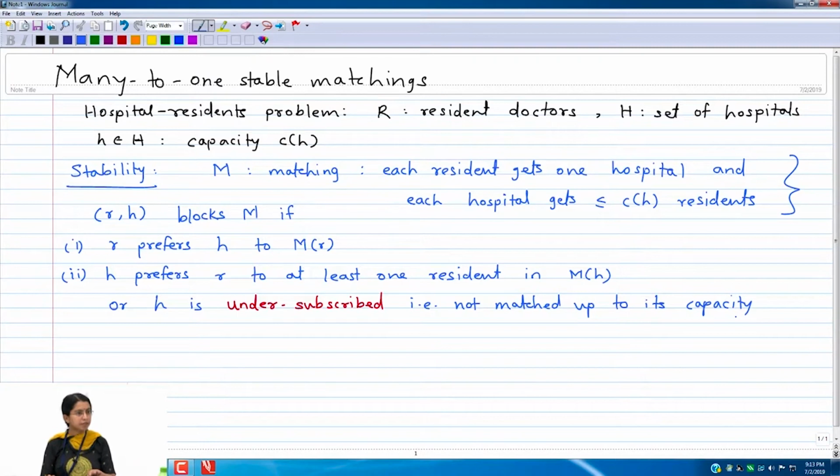So is the definition of stability clear? Just a little more extension. Instead of saying that H prefers R over M of H, because M of H is a set, we compare with each resident individually in M of H and R. And if there is at least one resident in M of H who H can throw out and take R, then RH actually blocks. Or if H has a vacancy where R can anyway be taken, in that case also RH will be a blocking pair. So both 1 and 2 should be satisfied. Okay, yes.